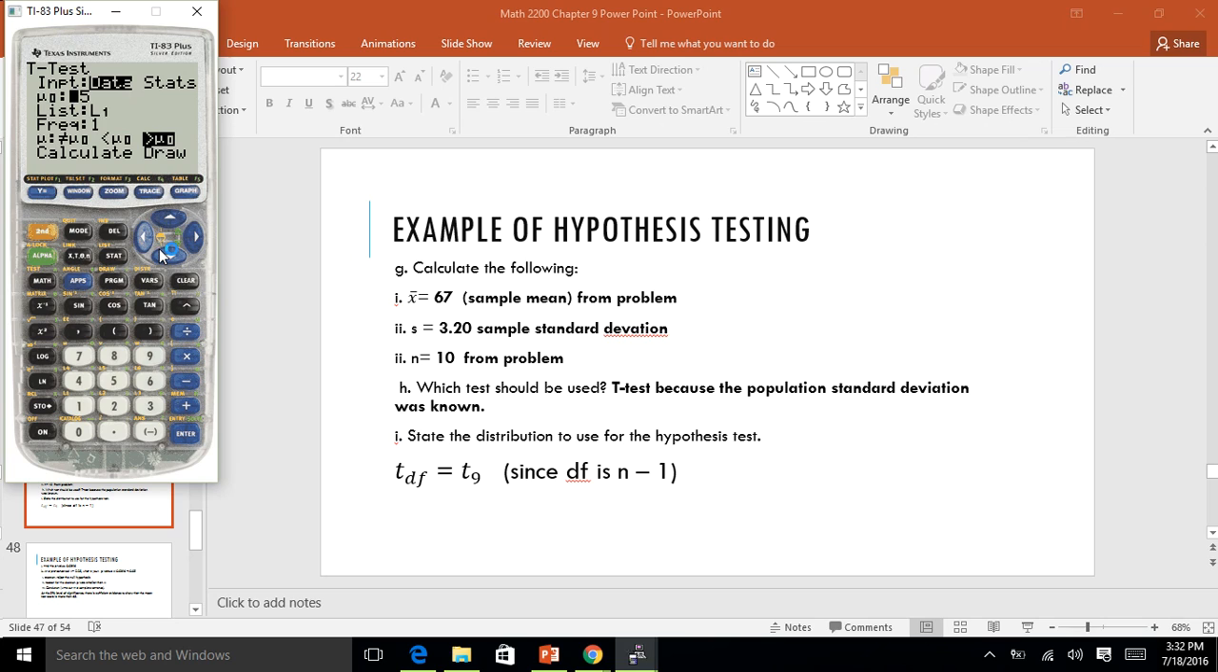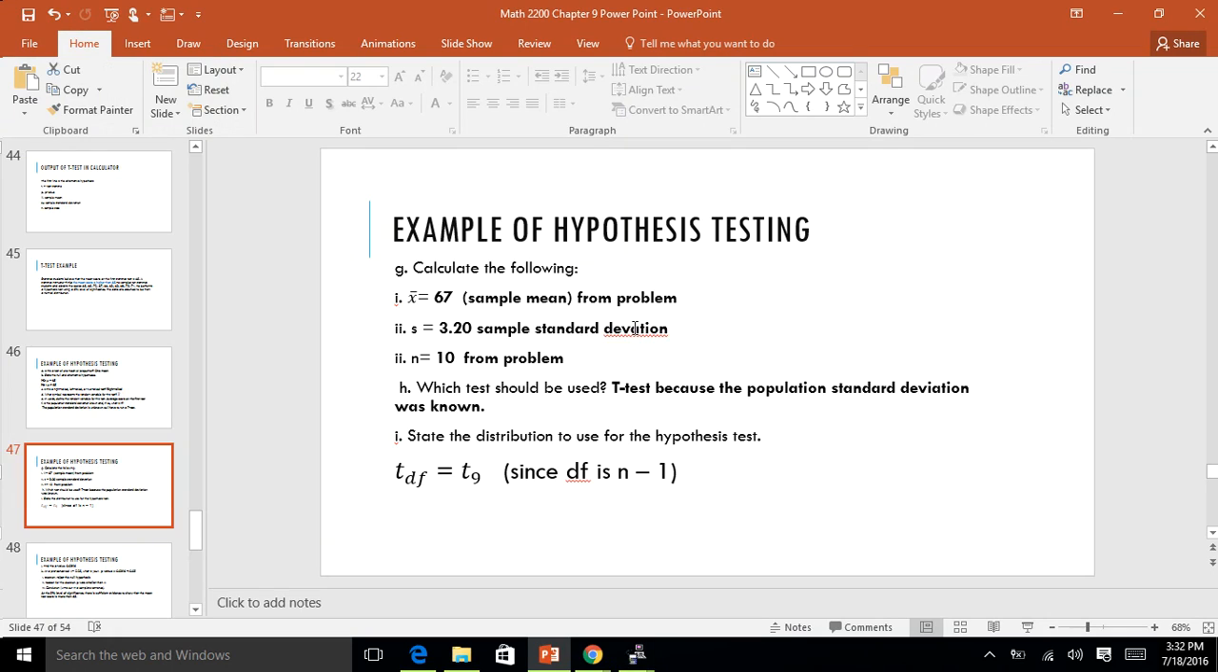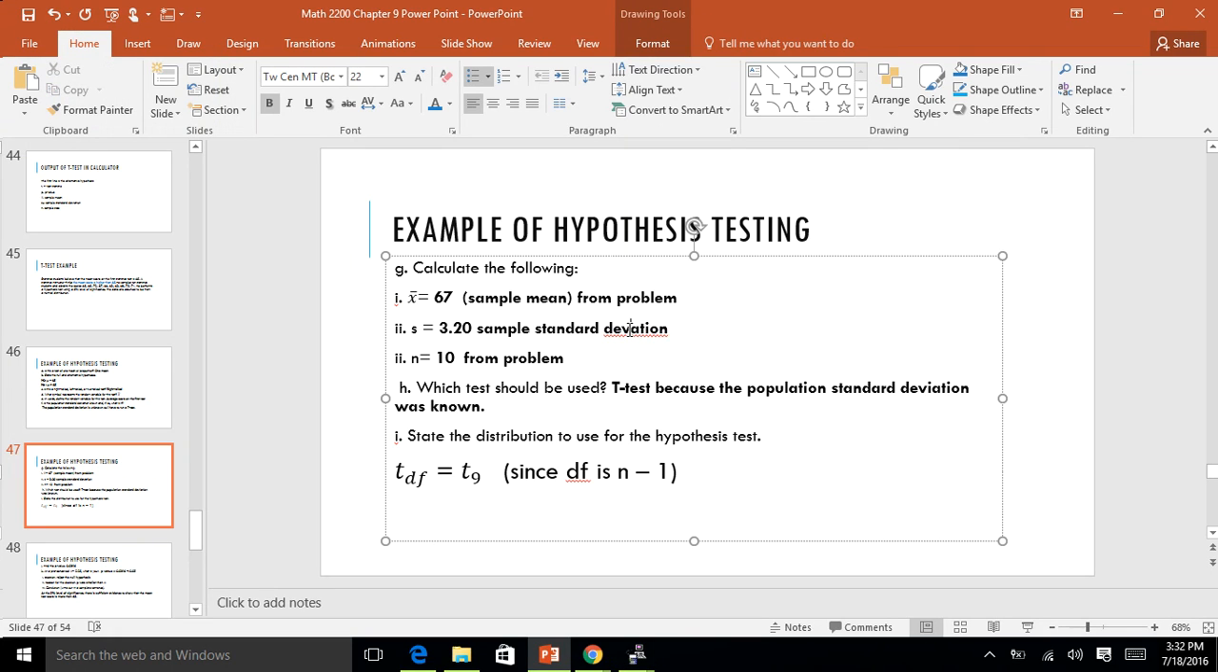So then I scroll on down, hit calculate, and what does it give me? It gives me my sample mean of 67, you see it here. Sample standard deviation, which is 3.1972, I rounded up. And then my sample size is 10. So I answered all that stuff. Let me go ahead and spell deviation right here. Okay. And this didn't come from the problem. This actually came from the calculator. I don't mean to confuse you.